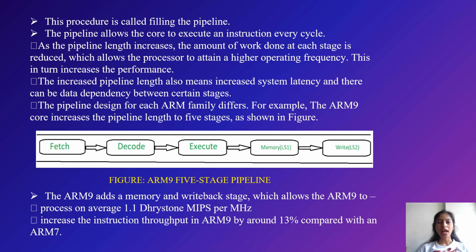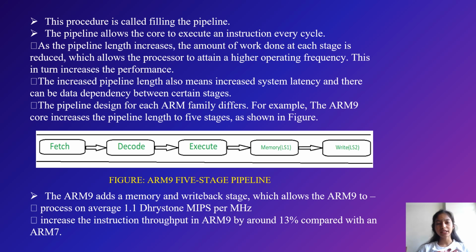The pipeline allows the code to execute an instruction every cycle. As the pipeline length increases, the amount of work done at each stage is reduced, which allows the processor to attain a higher operating frequency. This in turn increases the performance. The increased pipeline length also means increased system latency, and there can be a data dependency between certain stages.